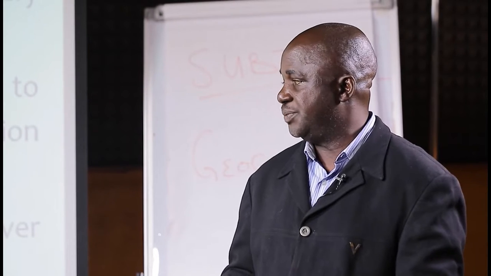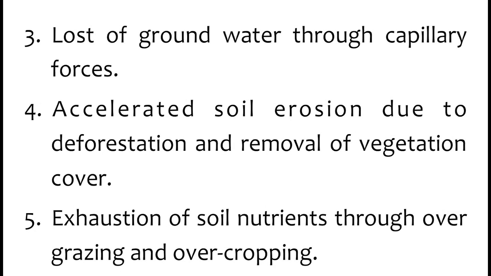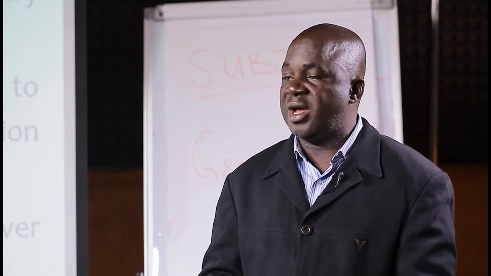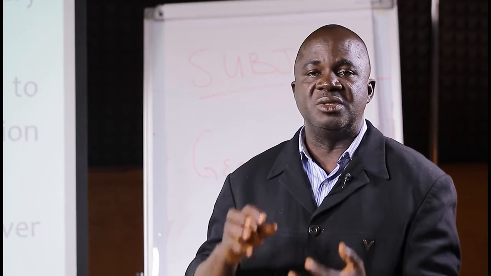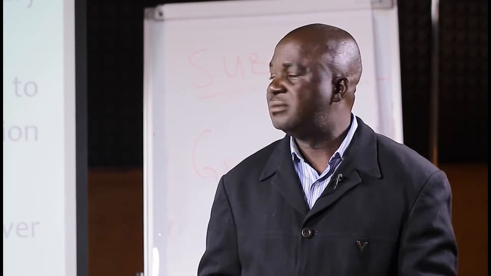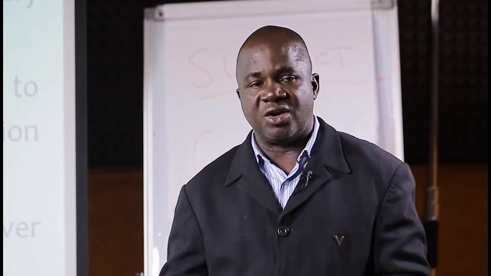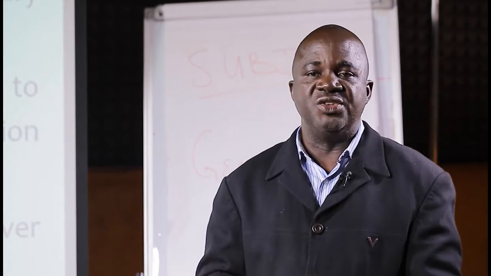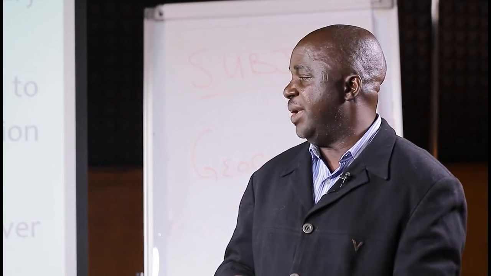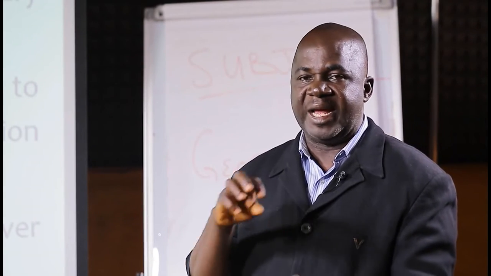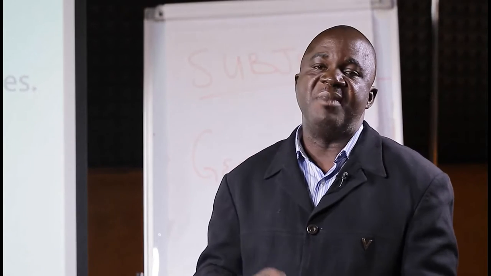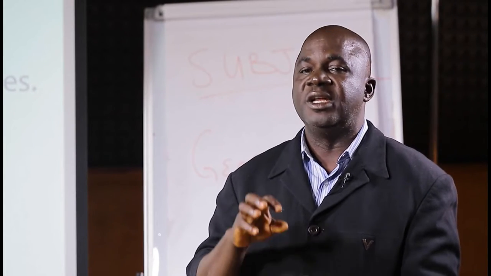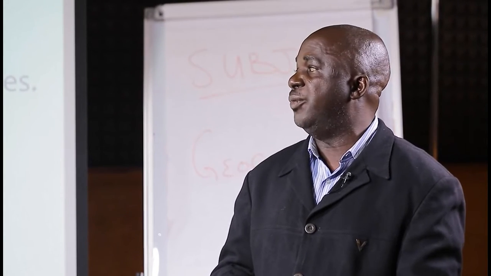Number 5, exhaustion of soil nutrients through overgrazing and overcropping. The moment our soil is subjected to overgrazing and also overcropping, most of these nutrients are exhausted, thereby making the soil not give us what we want.